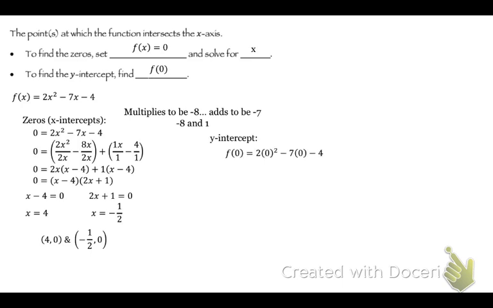For this one, we're just going to plug in 0, and it's super easy when it's like this because those just cancel and you're left with negative 4. Sweet. I want you to try those next two examples.